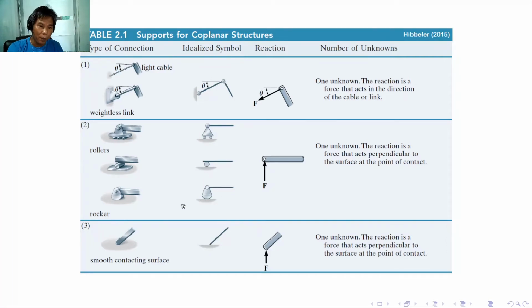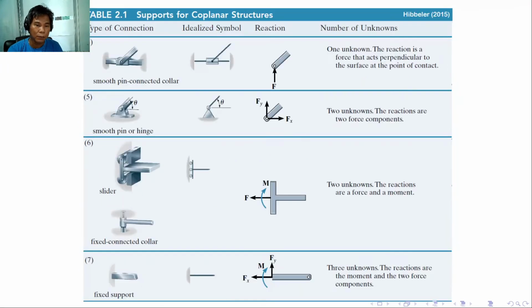Another type of connection is a smooth contacting surface. So here, we only have one unknown, one reaction. The reaction is a force that acts perpendicular to the surface at the point of contact. Again, it should be perpendicular to the surface at the point of contact. So if your point of contact or the surface is inclined, then it should be perpendicular to the inclined surface.